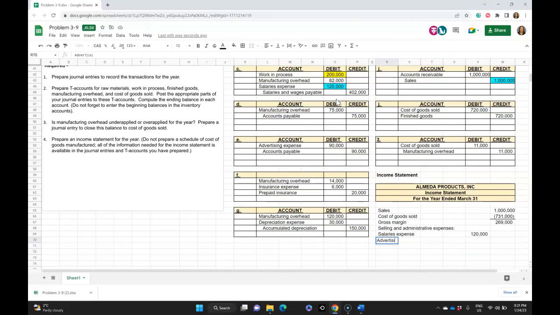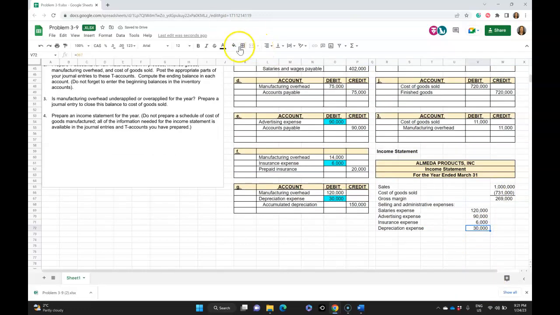And then I have advertising expense. And that's coming from this journal entry here, the 90,000. Put a little blue on there. Then I've got insurance expense, and that's the 6,000. So remember, these are period costs. So they're either product costs if they're part of cost of goods sold, or they're period costs if they don't have anything to do with the manufacturing process. And then I have depreciation expense for 30,000. Now there could be more expenses, but we just didn't do the journal entries for them. So now if I add all of those up, then my total selling and administrative costs would be 246,000.